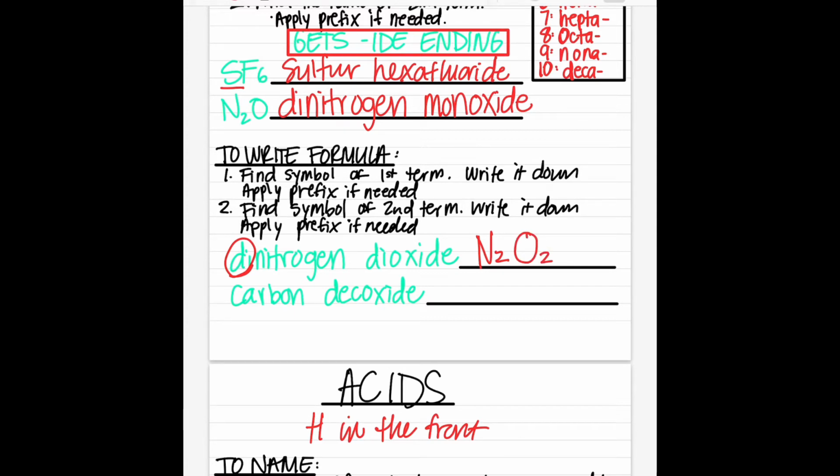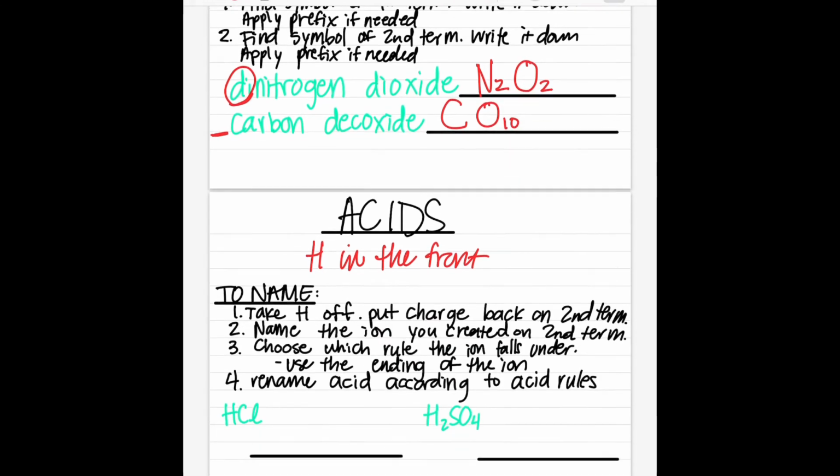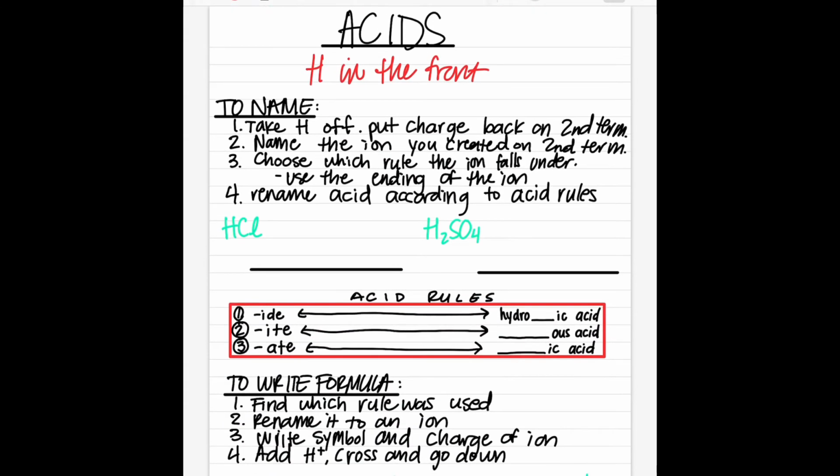Okay, carbon decoxide. Okay, so carbon doesn't have a prefix, so it's just one carbon. And then decoxide is going to be O10, and that's it. All right, the last type, acids.